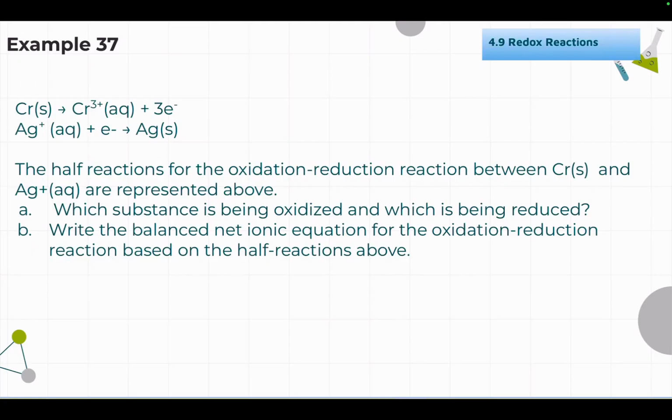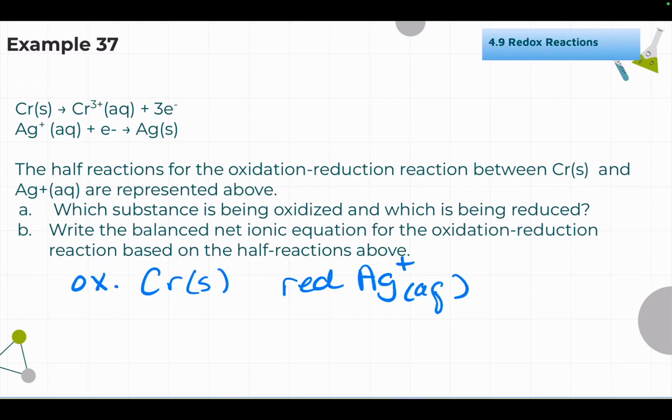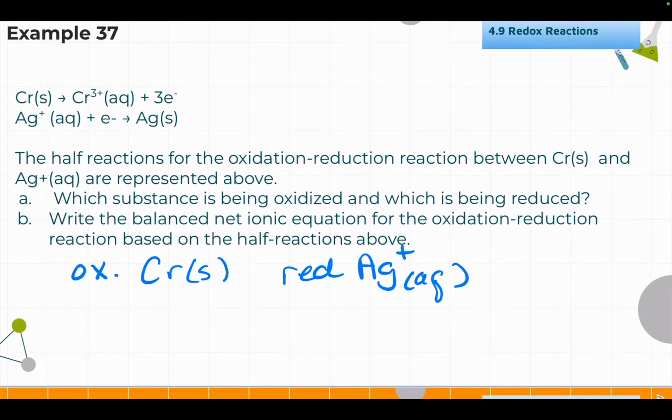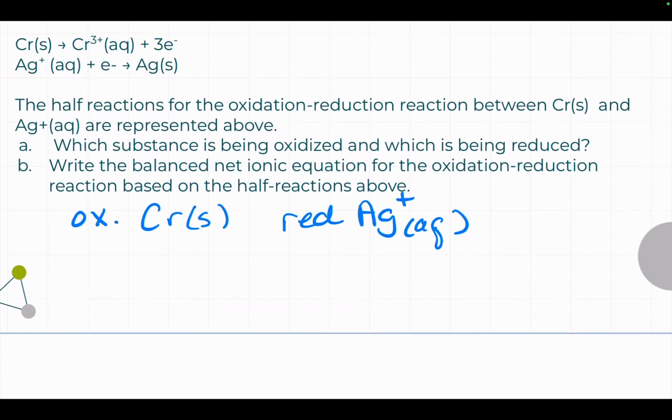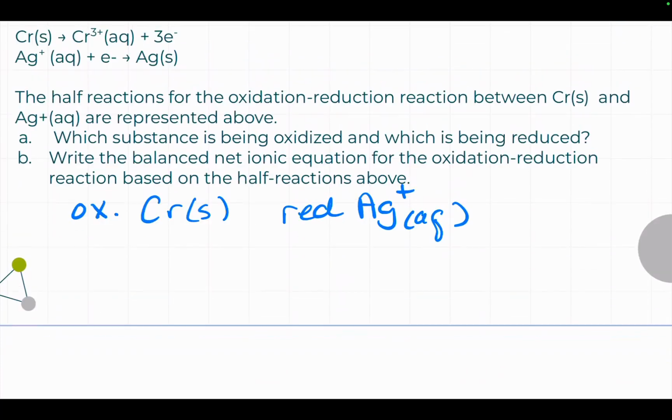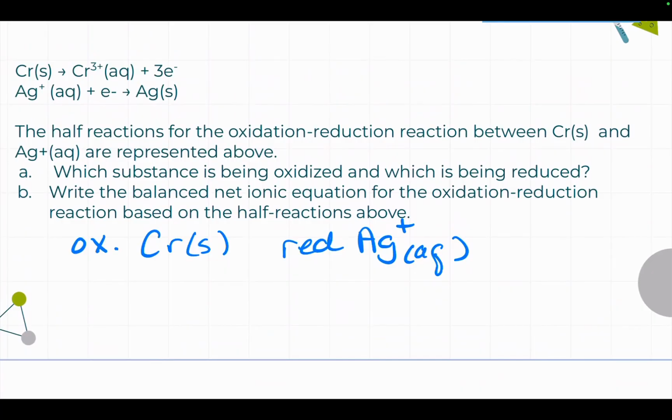First thing, they want to know what is oxidized and what's reduced. Oxidized is when it becomes more positive. So the chromium solid is oxidized and the silver ions are reduced. And then write the balanced net ionic. I'm going to give myself another page.